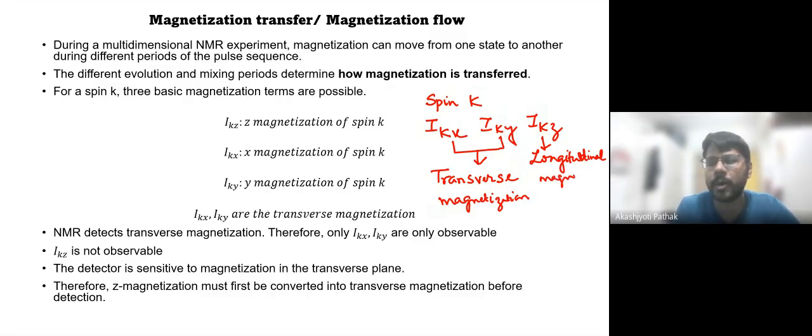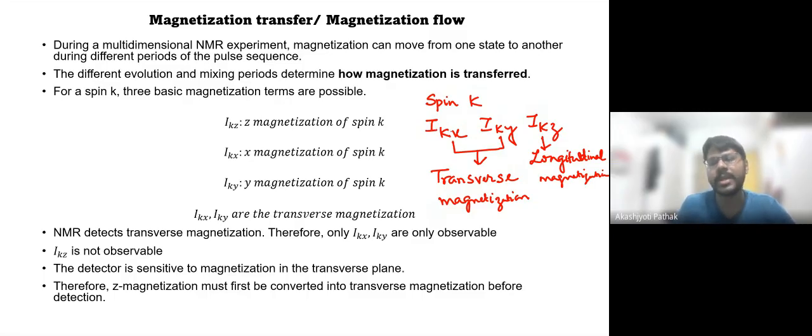Longitudinal magnetization component. A spin K can have three magnetization components: IKX, IKY, and IKZ. IKX and IKY are your transverse magnetization components, and IKZ is the longitudinal magnetization component. Any magnetization present in the transverse axis can be detected, because your detector is present in the XY plane.